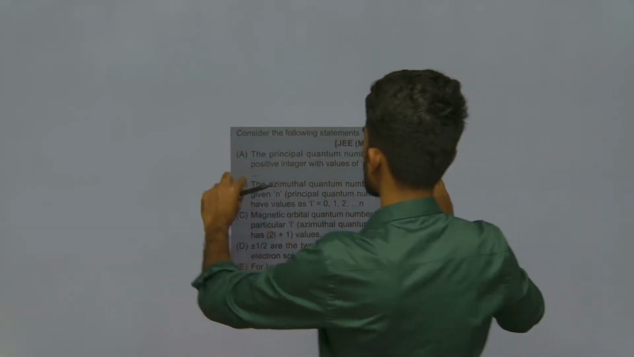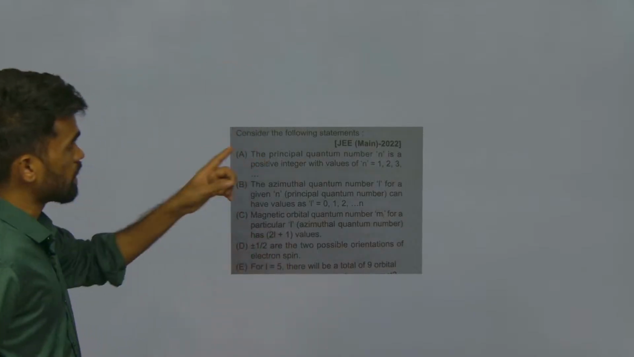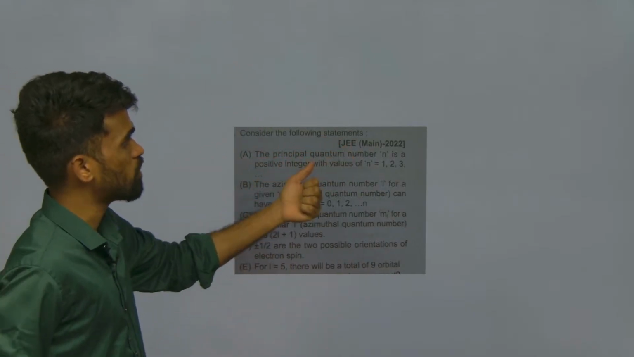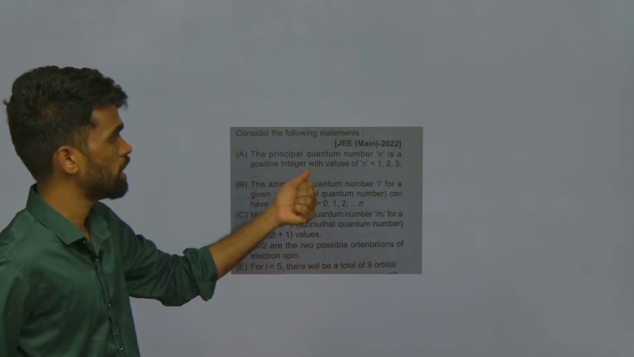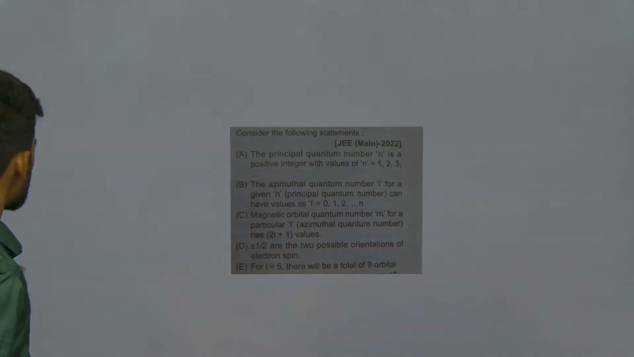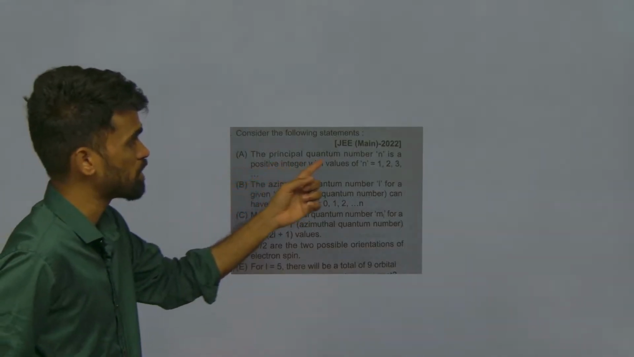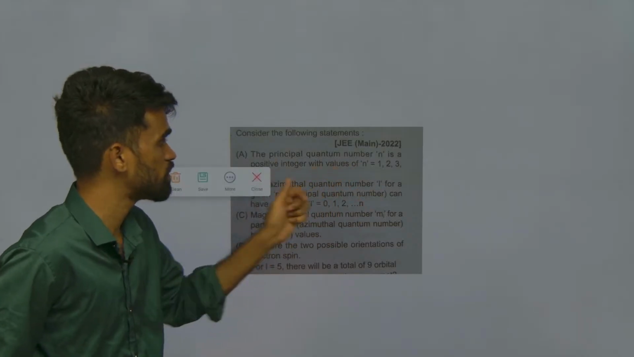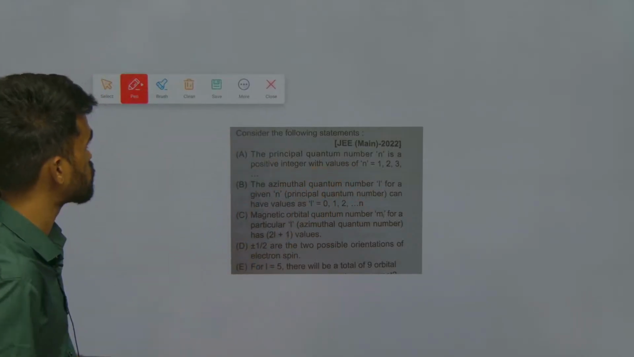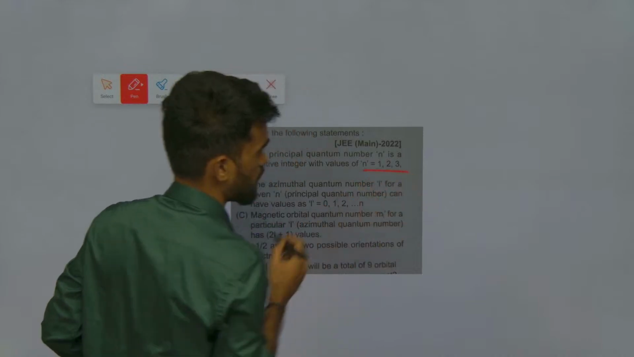So try to read this question. Consider the following statements. The principal quantum number n is a positive integer with values n equals 1, 2, 3, 4, and so on. That is correct.